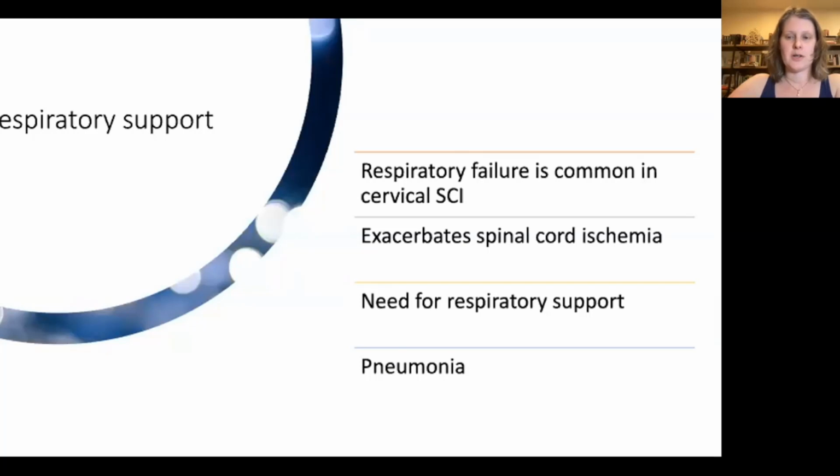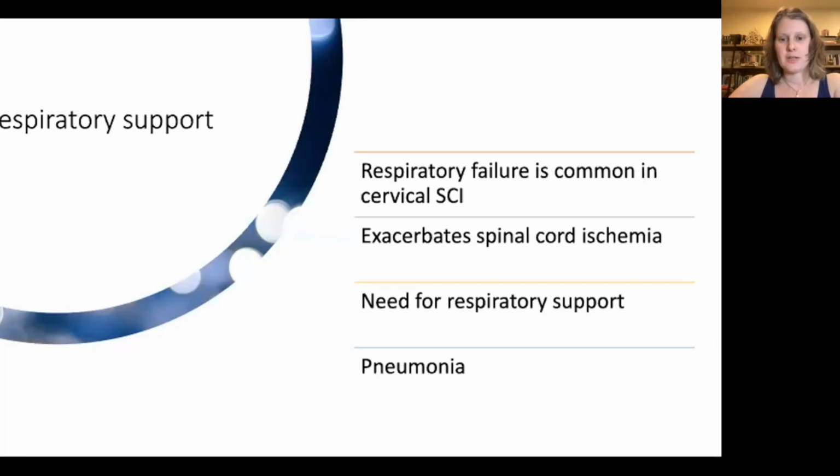Respiratory complications are also a major cause of morbidity and mortality in patients with spinal cord injury. Respiratory failure is common in spinal cord injury patients. And again, it's more common in cervical and complete spinal cord injury. The two phases of respiration, which are inspiration and expiration, are both affected after spinal cord injury.